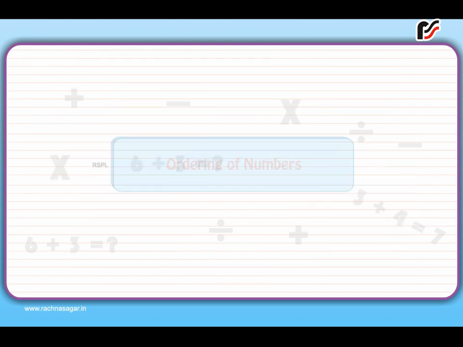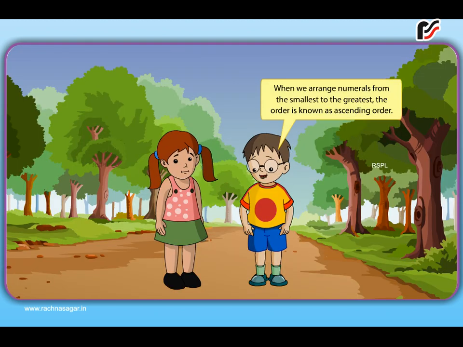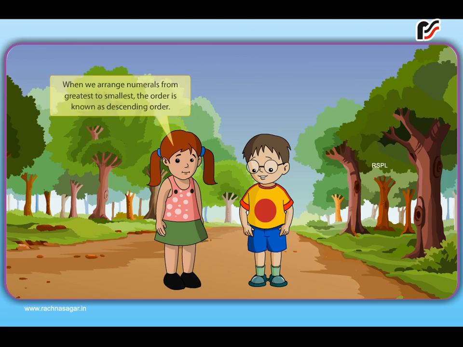Ordering of numbers. When we arrange numerals from the smallest to the greatest, the order is known as ascending order. When we arrange numerals from greatest to smallest, the order is known as descending order.